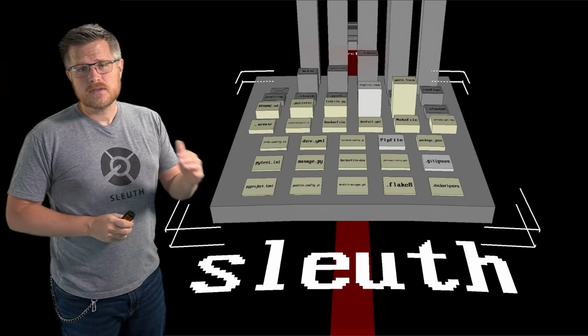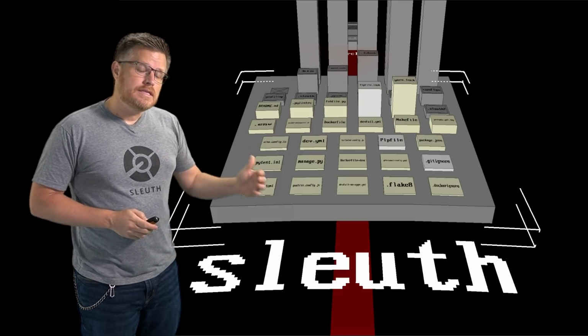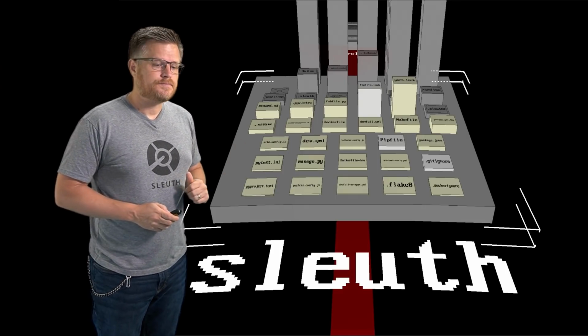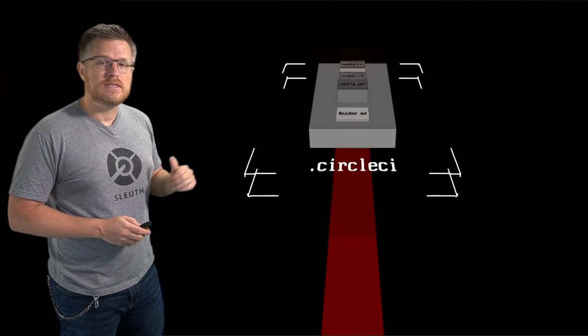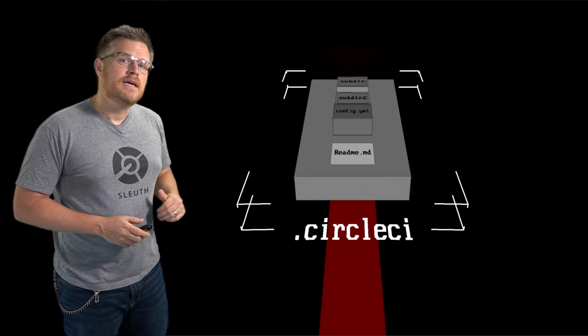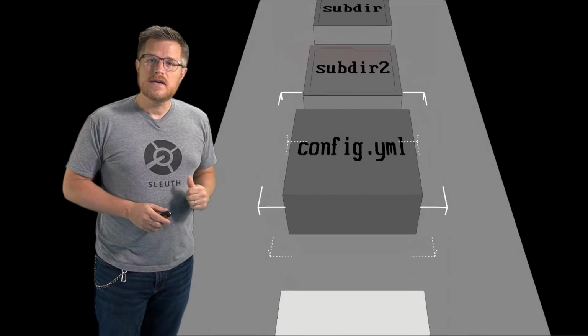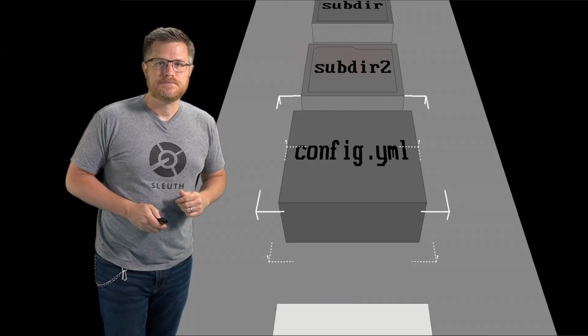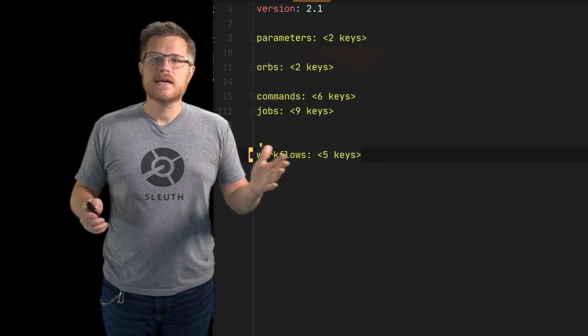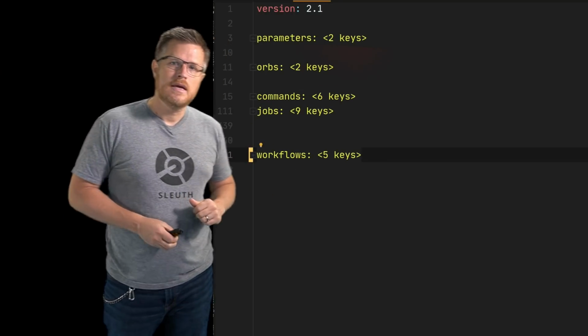Anyways, at Sleuth, we use CircleCI for our CI, or continuous integration. Within the Sleuth code base is a directory called .circleci, and inside of it is a file called config.yaml, and that contains our CI and CD workflows. So let's jump into this file and take a look at what's involved.